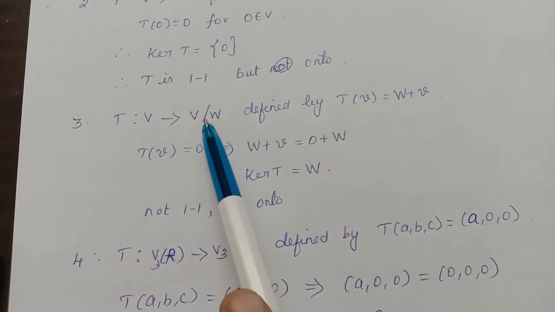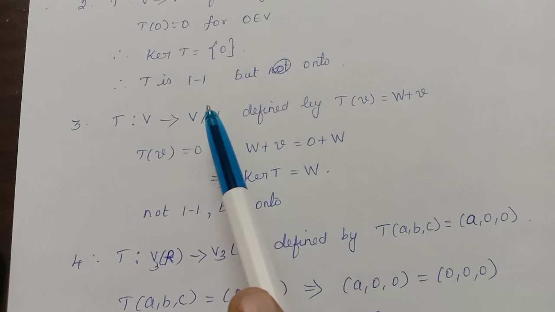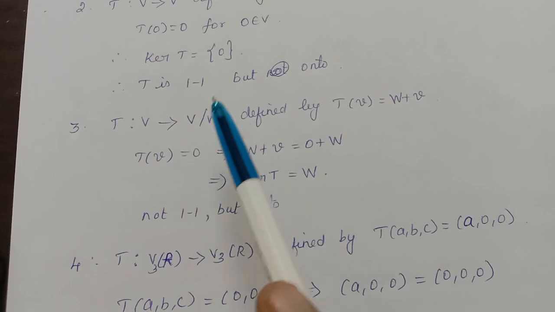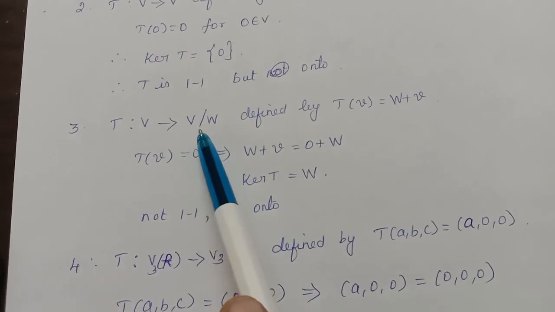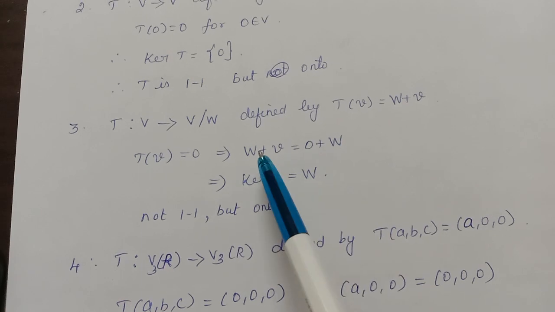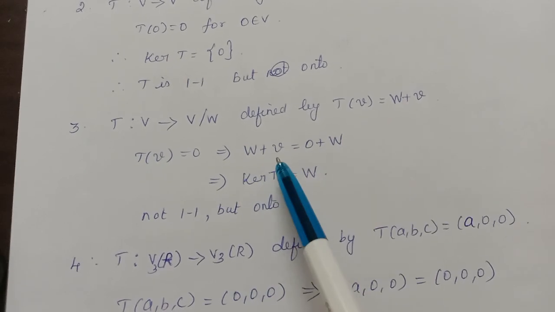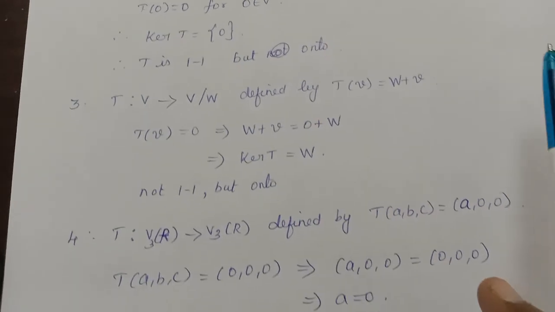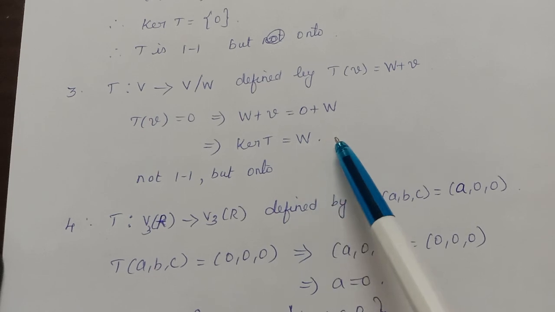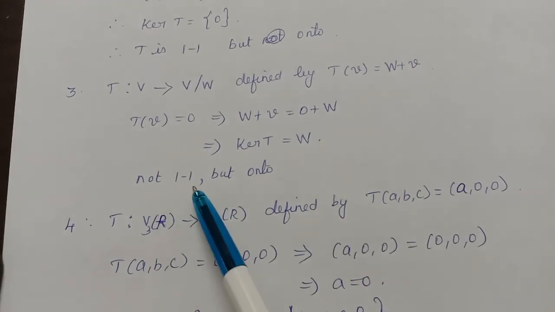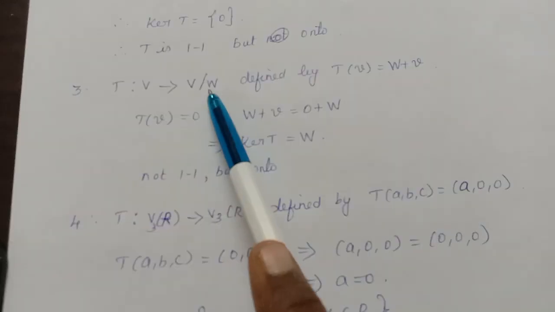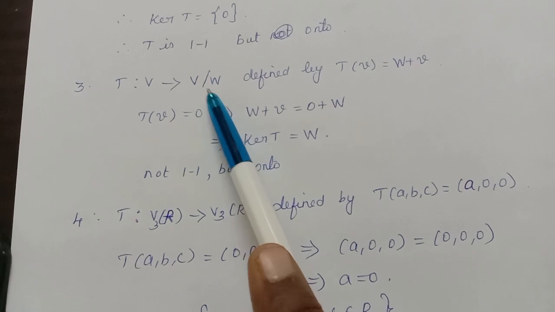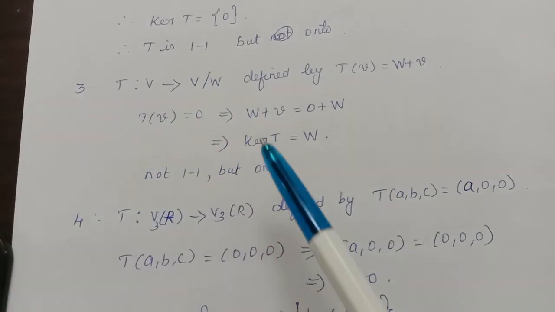Here the codomain elements will be like W plus v1, W plus v2, W plus v3, etc. The additive identity of V/W is 0 plus W. So W plus v equals 0 plus W means the kernel is equal to the entire W. Therefore, since the kernel is not equal to the singleton {0}, it is not 1-1, but it is onto, because every element here has a pre-image, since the elements will be like v1 plus W, v2 plus W, etc.